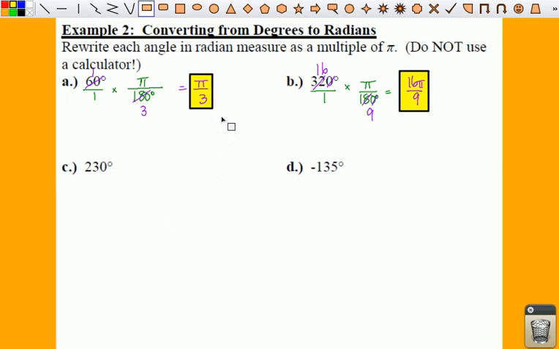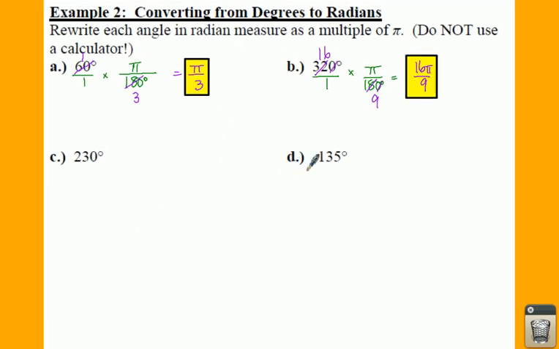So there's your solution for example 2b. Then I'll let you try 2c on your own. The only way 2d is different than 2a and 2b is that it has a negative. It doesn't change how you solve it. This is over 1. Multiply by pi over 180, and you're just going to cancel both. Each of these can be divided by 45, so you get a negative 3 and a 4. So your answer is negative 3 pi over 4.